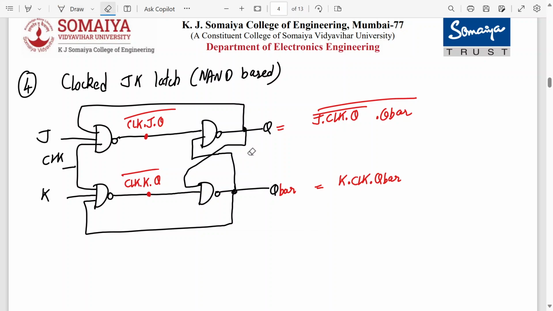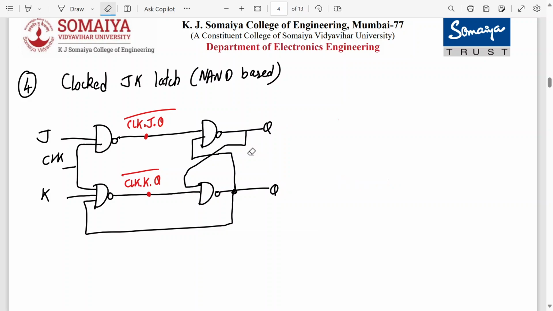Wait. There is some problem. This design is slightly different from the AOI gates design. This third terminal, I don't know whether you remember it or not.